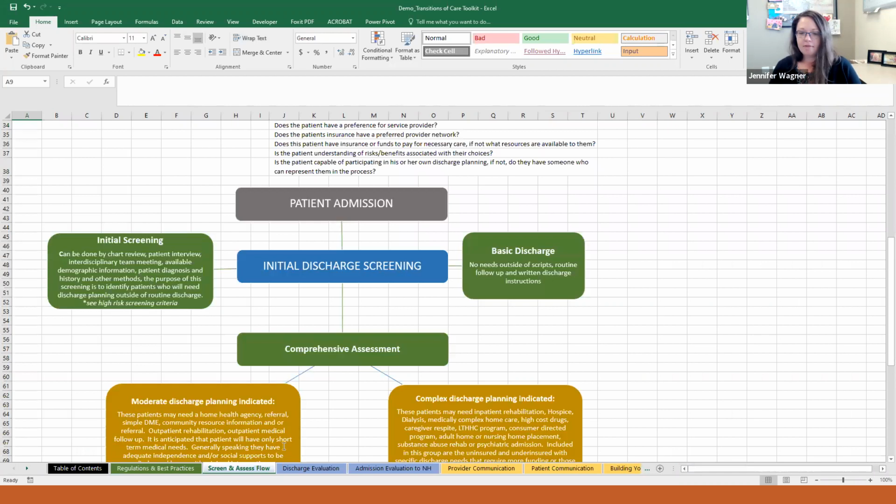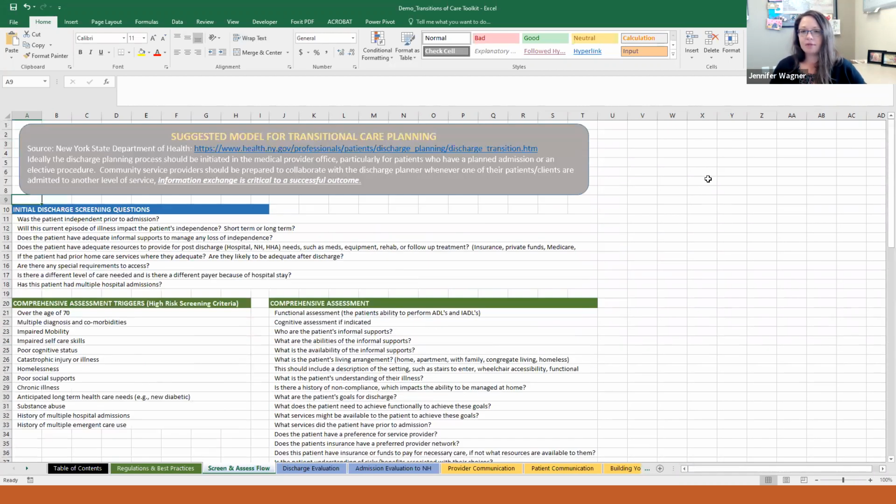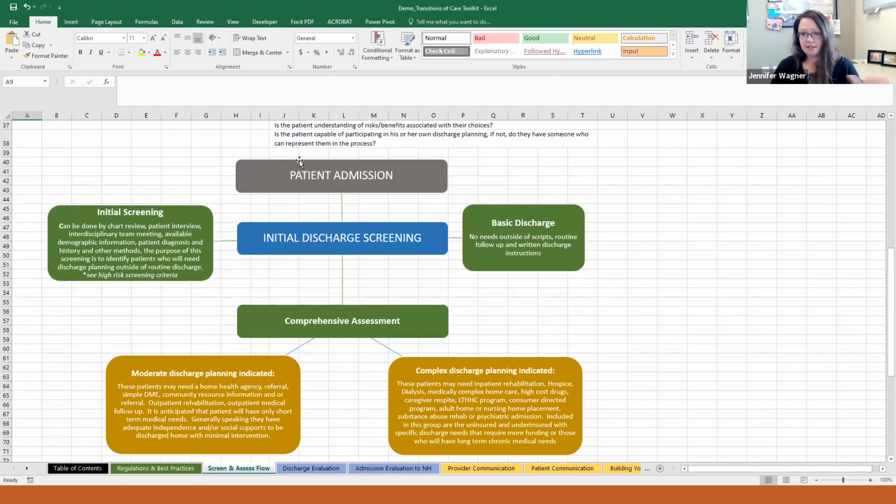In the next sheet, we have a screening and assessment flow. This is taken from the New York State Department of Health. We have initial discharge screening questions, then your comprehensive assessment triggers, and then what that comprehensive assessment looks like. This is designed so that the hospital can take this information and put it in a format workable for them, as are all the other tabs and resources in this tool. But it's helpful having that information in one place. And then there's a fantastic flowchart that the New York Department of Health built to show when and how these assessments and screenings take place.